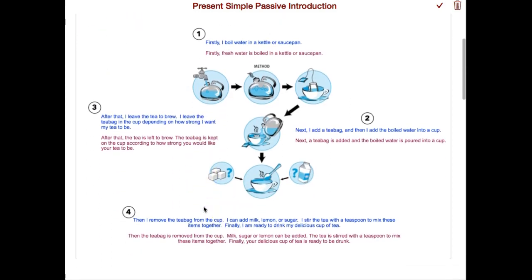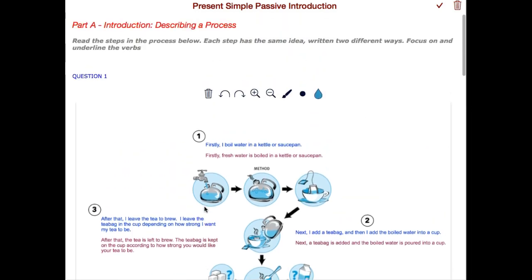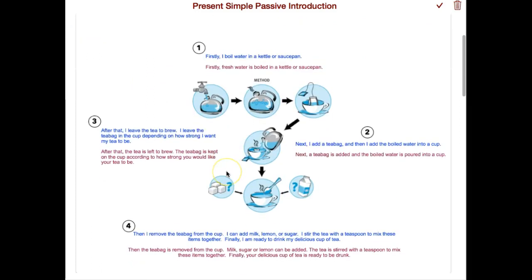So we have a quick diagram here about how to make a good cup of tea. Now, as an American, frankly, I don't care how to make tea. But apparently it seems pretty important in other places around the world. Let's take a look at the instructions. They tell us that each step has the same idea written two different ways, and we should focus on and underline the verbs.